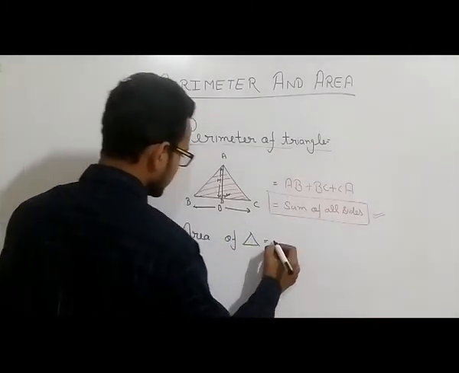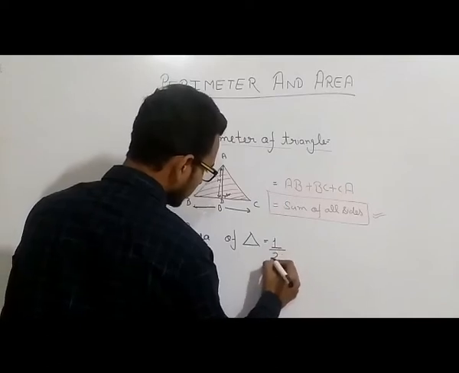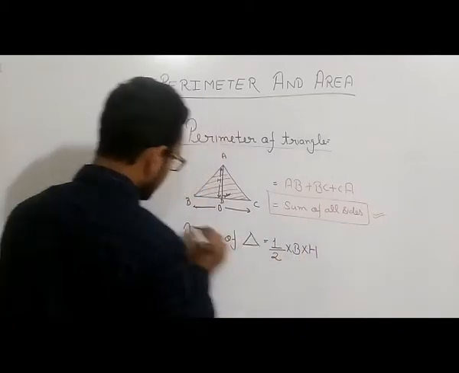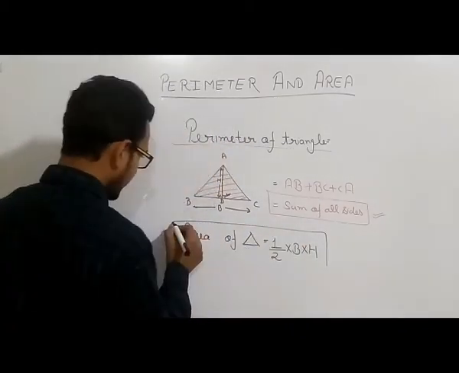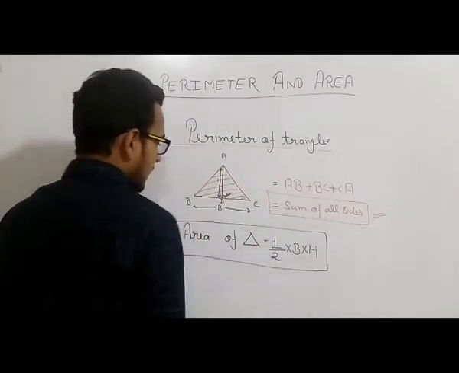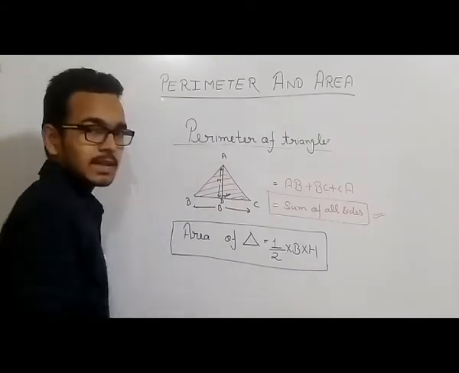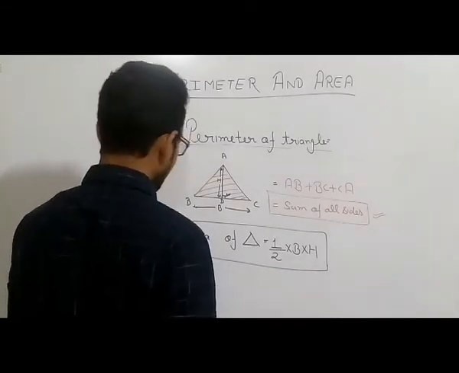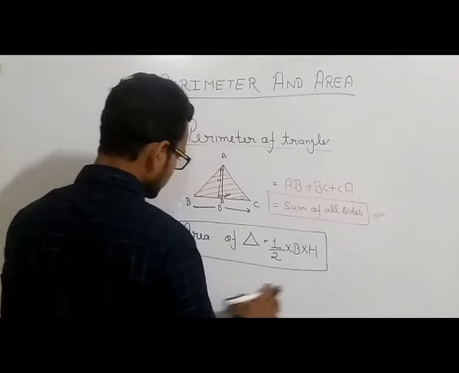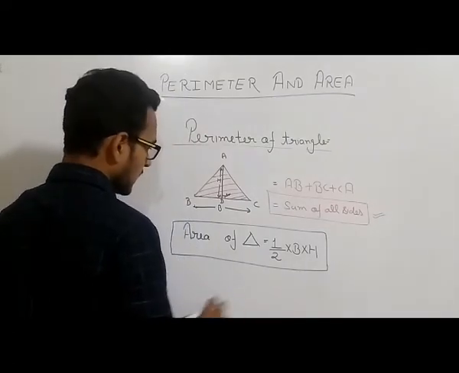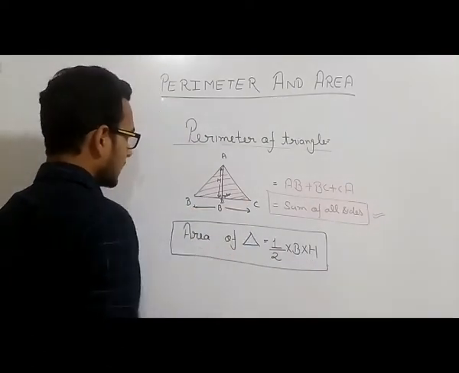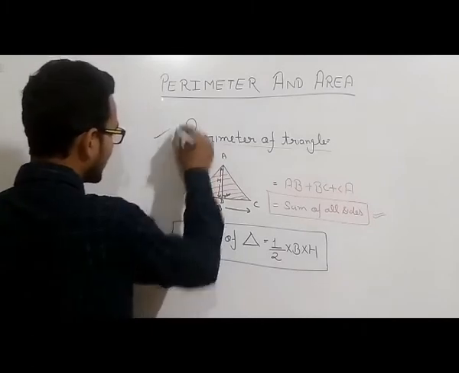Here we have 1 upon 2 into base into height. This is the area of the triangle. This is the area formula for all types of triangle, whether it is an equilateral triangle, isosceles, or a scalene triangle. Here B is the base of the triangle and H is the height of the triangle. So we find out the perimeter and then the area.